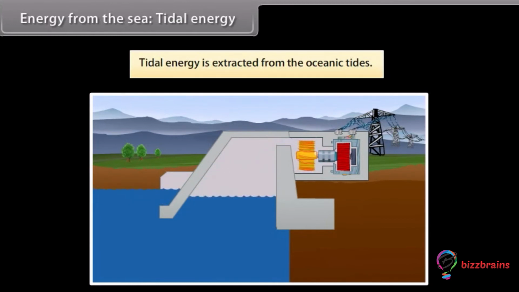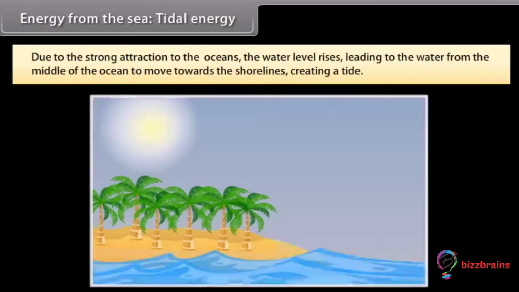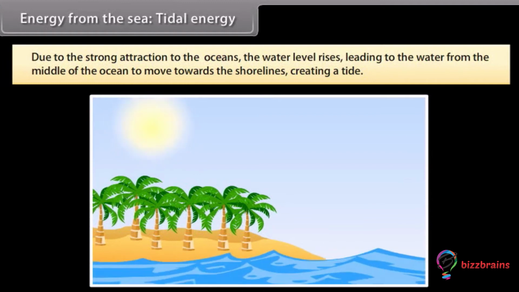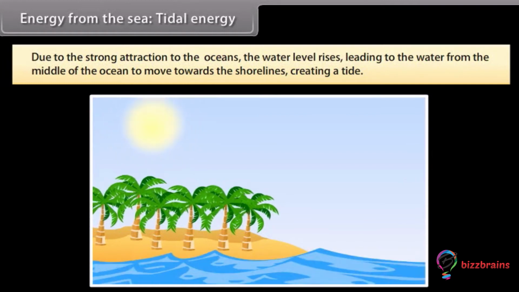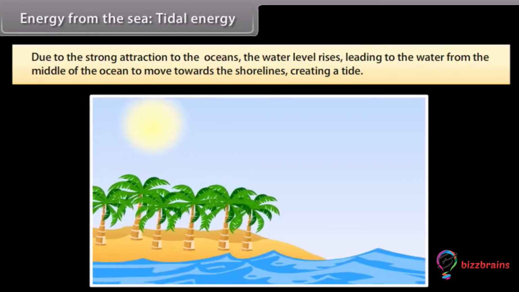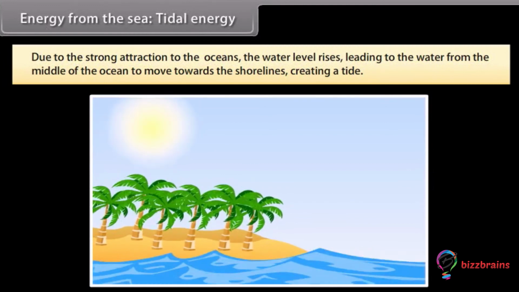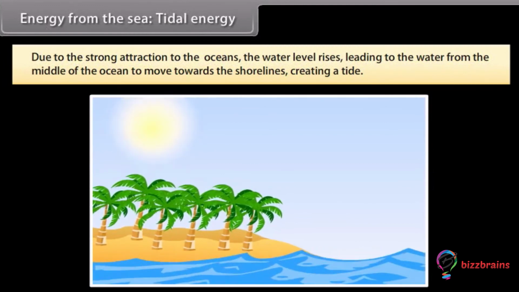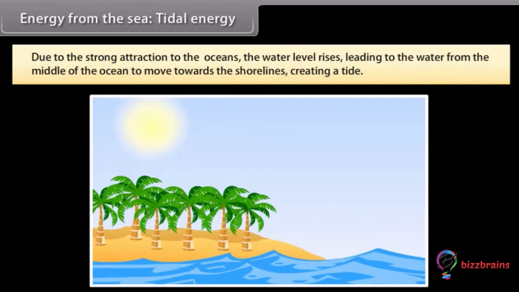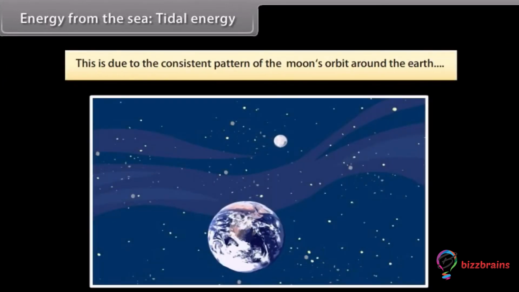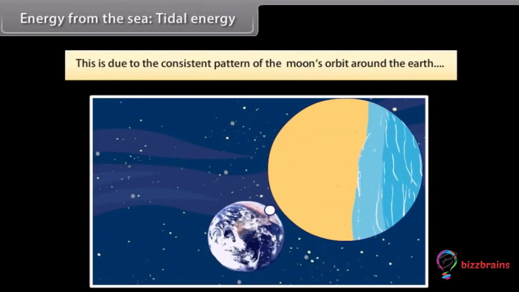Tidal forces are periodic variations in gravitational attraction exerted by the moon. This force creates motions or currents in the oceans. Due to the strong attraction, the water level in the oceans rises. This leads to the water from the middle of the ocean moving towards the shorelines, creating a tide. This is an unfailing occurrence due to the consistent pattern of the moon's orbit around the Earth.